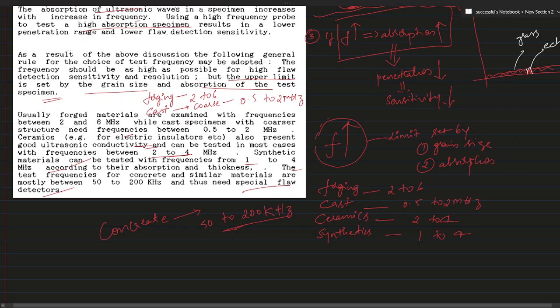So how do you do it? You use as high a frequency as possible, but this upper limit is set by grain size and absorption. If grain size is more, like you see in the cast, which is coarser, grain size is more, so you use less frequency. And also, if absorption is more, use less frequency. You understand, right? Use as high a frequency as possible, but the upper limit is set by the grain size and absorption, right?